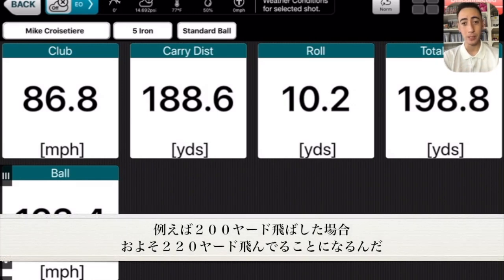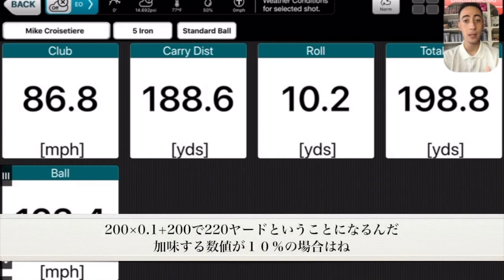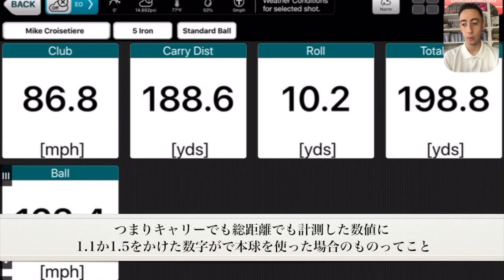To give you an example, let's say you hit a 200-yard drive and it's a 10% limited flight golf ball. 200 times 10% is 20. 200 plus 20 is 220 yards, and that would now be your new total or carry distance, whichever one you were actually using to track that. So whatever number you're looking at, whether it be carry distance or total distance, just multiply it by 10% or 15%. One of those two numbers is most likely what your range is going to be, and then you can find a pretty accurate resemblance of what type of distance you're currently getting.